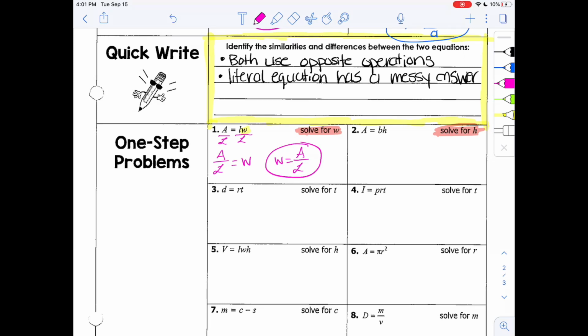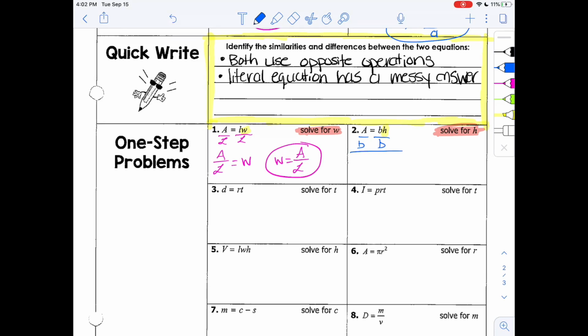Number 2 wants us to solve for H. H and B are held together with multiplication. So to isolate H, I must get rid of B by doing the opposite. The opposite of multiplying by B would be to divide by B. And we're going to do this to both sides.